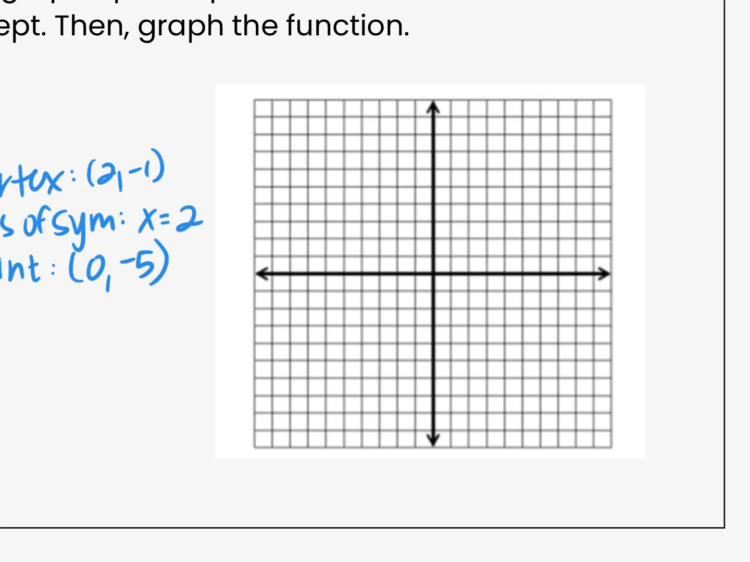Okay, let's look at the graph. So I'm going to plot 2, negative 1. X equals 2 is my axis of symmetry. And then 0, negative 5 is my y-intercept. Whatever I do to one side, I have to do to the other. So there's my other side, and there's my parabola.